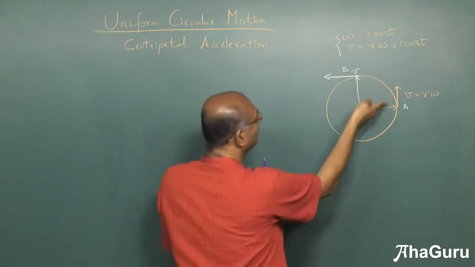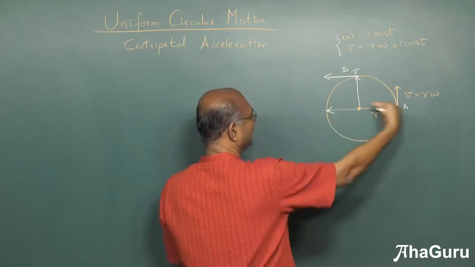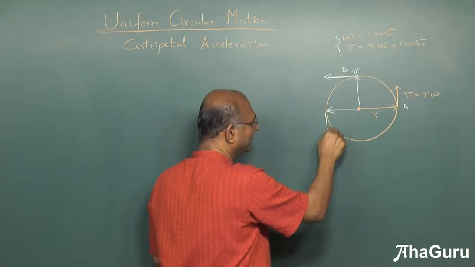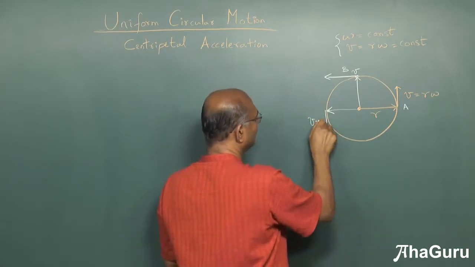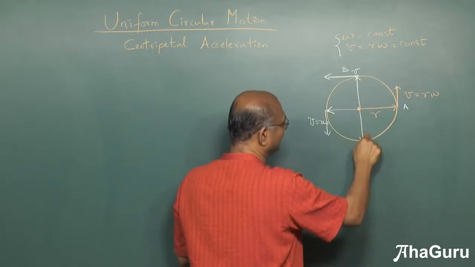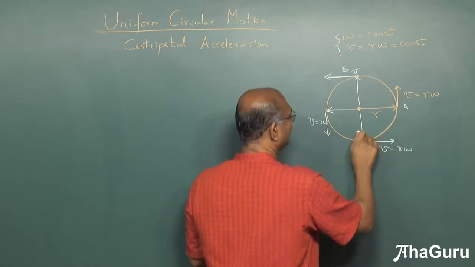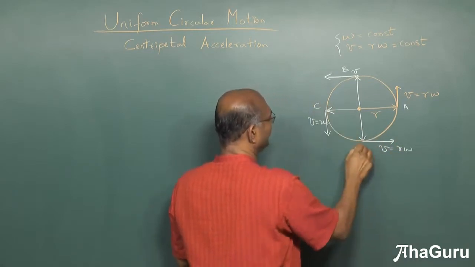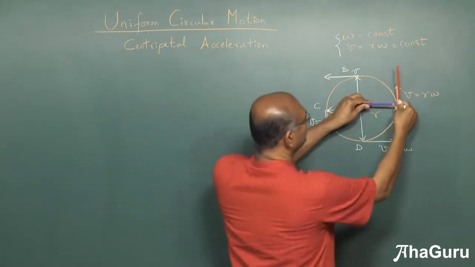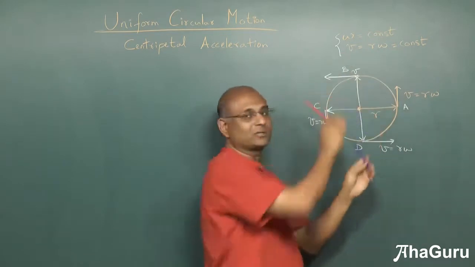When you turn around a bit more and you come to this place, the radius vector points like this and the velocity vector points down. This is also r omega. And when you come to this place, the radius vector points like that and the velocity vector points like this. Let me call this C and this D. At each point, the velocity vector is always perpendicular to the radius vector. So as the radius turns, the velocity vector is also turning.